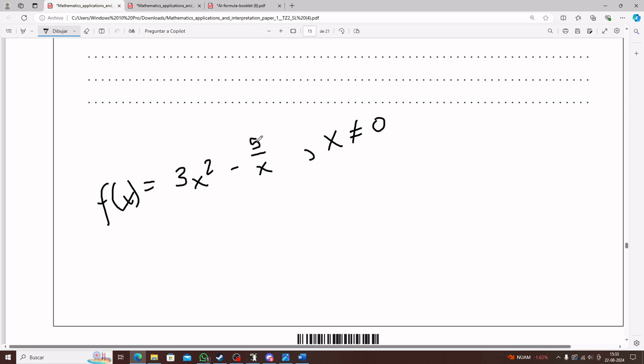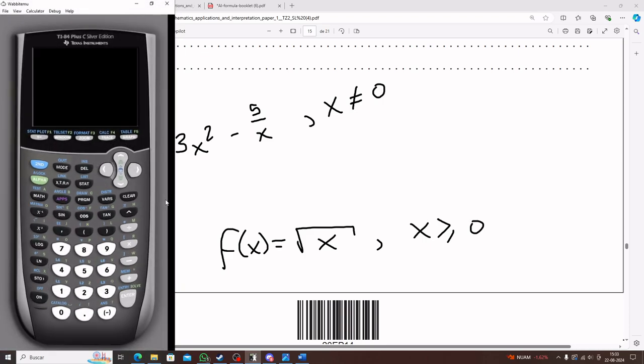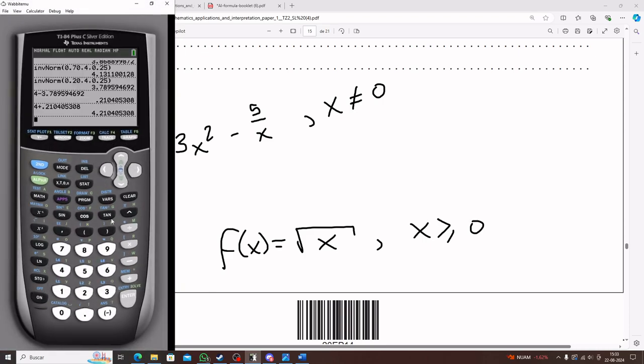For example, if I were to have something like f of x equals square root of x, then I would also have to say that x has to be greater than or equal to 0. Because if you go to your graphing calculator and you try to do square roots of, I don't know, -4, you get a mistake. Actually, there are answers to this, but they aren't real answers. They are imaginary numbers.